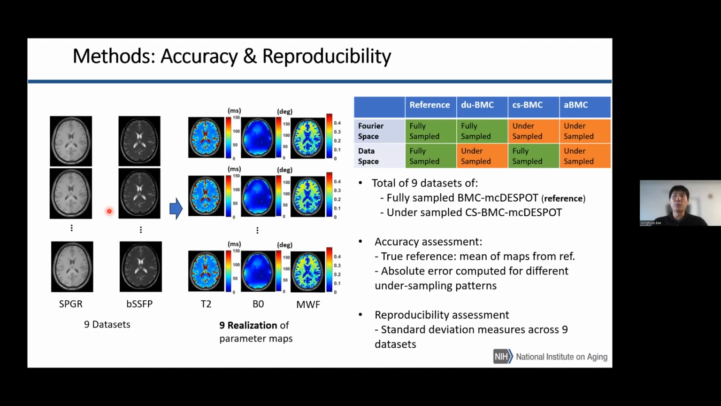For the reproducibility assessment, we measured the standard deviations of estimated parameters across 9 data sets in fully sampled reference and with different undersampling patterns.